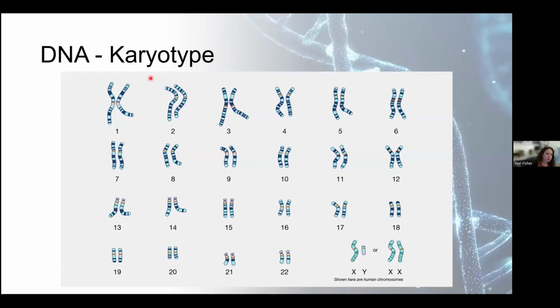All of the genomic material is organized into 22 pairs of autosomal chromosomes and 2 sex chromosomes, X and Y or X and X, depending on the gender.